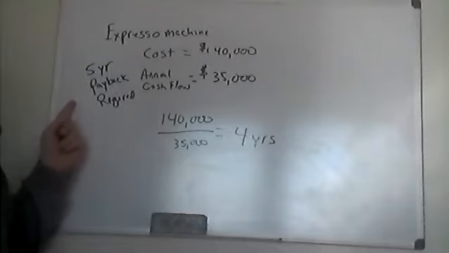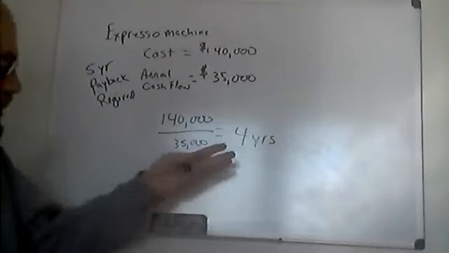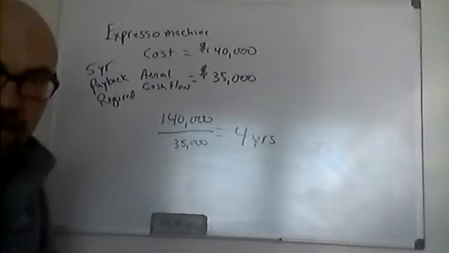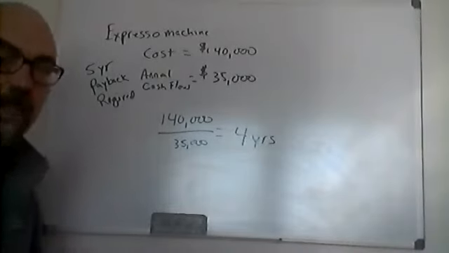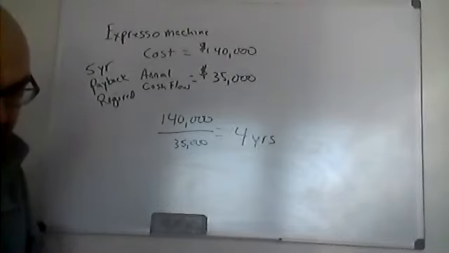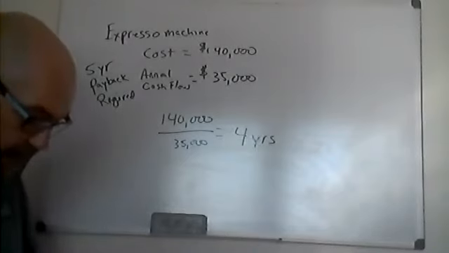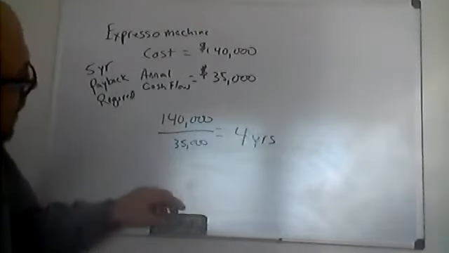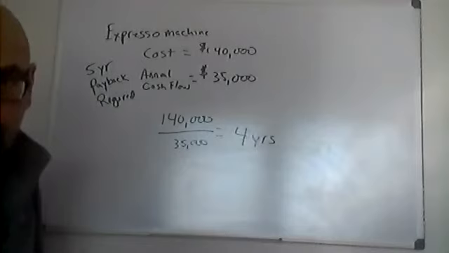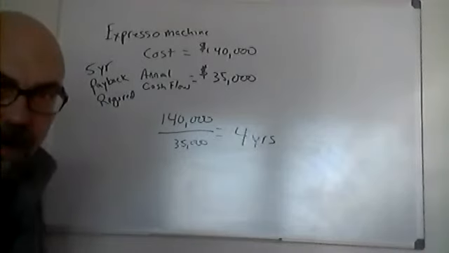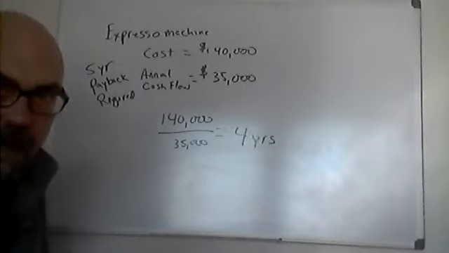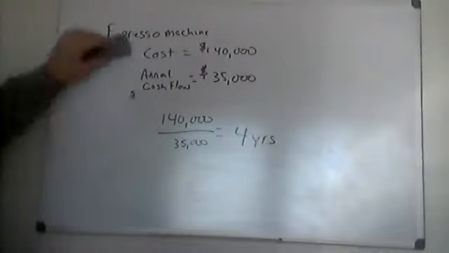Management has the criteria of a 5-year payback period. So in this case, yes, you would want to go ahead and buy the espresso machine. It meets the management criteria, so it would be a good investment. Okay. So that is just a simple example when things are put on an average basis, but most of the time cash flows do not fall on an average basis.